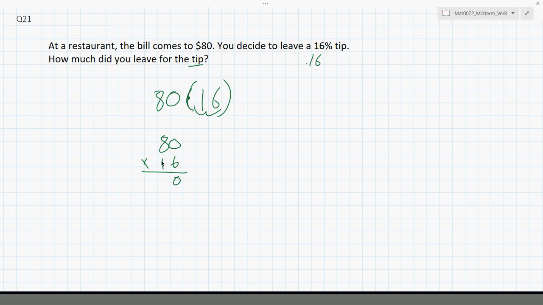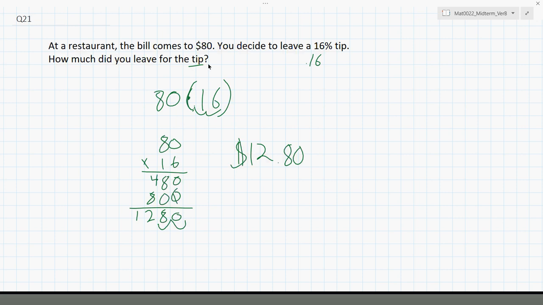6 times 0 is 0. 6 times 8 is going to be 48. 1 times 0, a placeholder. 1 times 0. Hundreds, so we're going to carry this down. It's going to be 0 there. 8, 4, and 6 is going to be 12. 1,280, but you want to remember we moved 2 decimals out, and since it's multiplication, they just reverse, so 2 decimals in. So that means our tip will be $12.80.